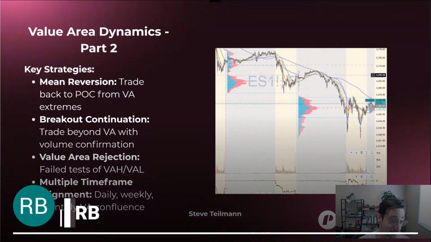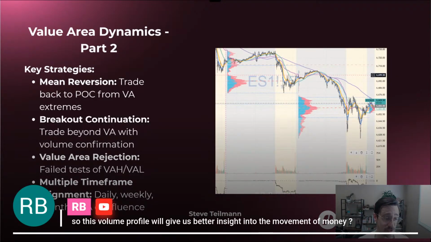Let's see, RB says this volume profile will give us better insight into the movement of money. Absolutely, that's a really good way to frame it. Basically, it is taking all of the chaos of up candle, down candle, up candle, down candle, and giving us one shape to define that cohort of price action, that cohort of traders that comprised that price action. Because remember, a chart is just a visualization of the group psychology of everybody trading.